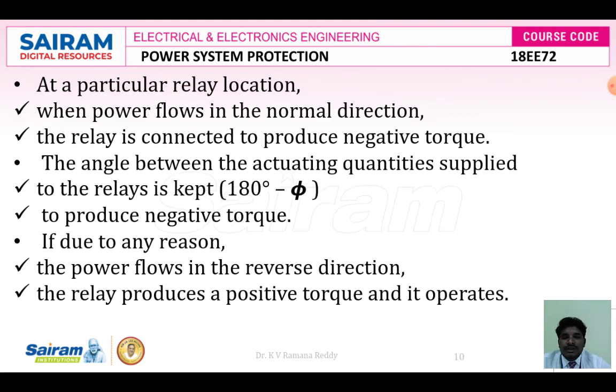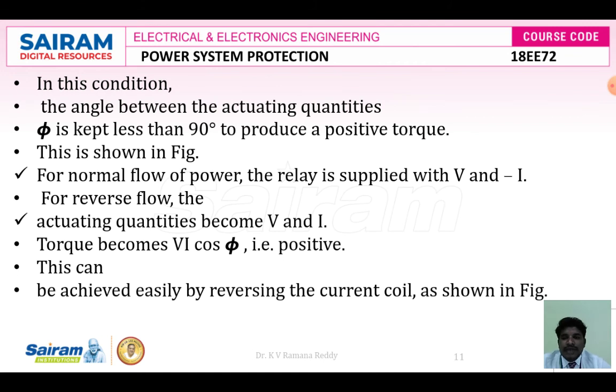At any particular relay location, when the power flows in the normal direction, that relay is connected to produce negative torque. That means if we interchange the coil, it produces negative torque. If due to any reason the power flows in the reverse direction, the relay produces a positive torque and it operates. In this condition, the angle between the actuating quantities, that is pi, is kept less than 90 degrees to produce the positive torque. If it is greater than 90 degrees, the torque is negative.